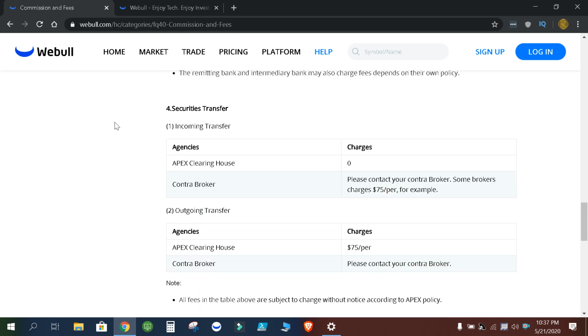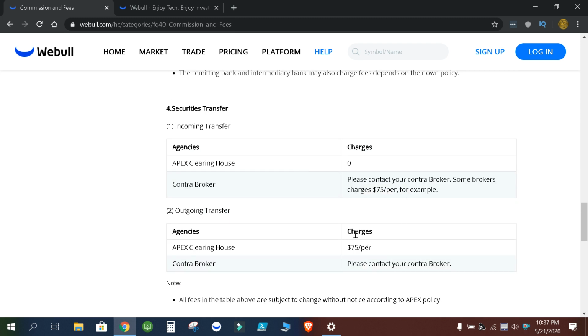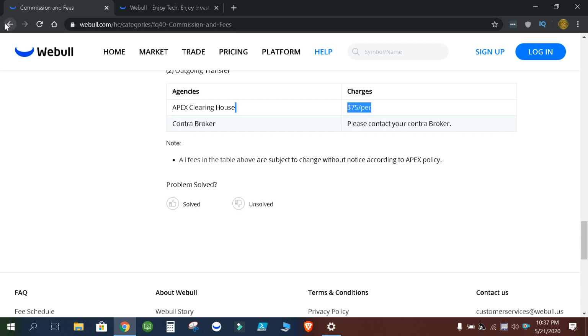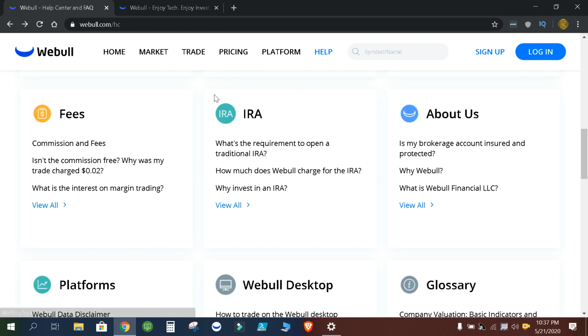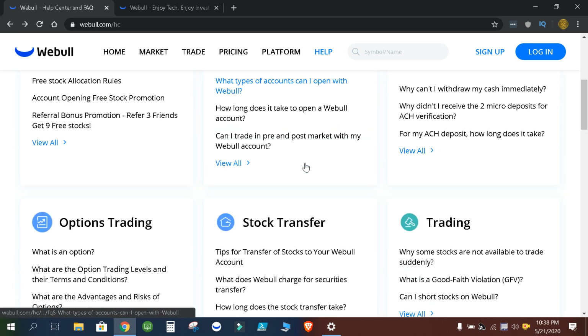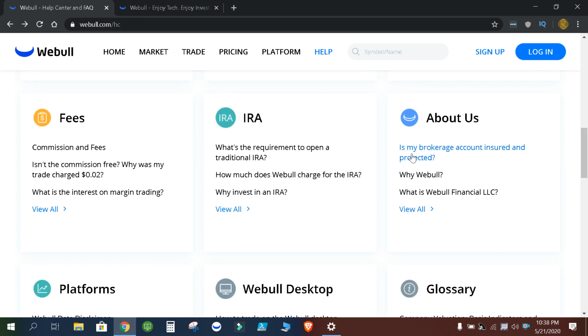Okie, security transfers. All right, so this is one of the gotchas. If you do have stocks in Webull and you want to transfer them out, it's $75. So that is that. Okie dokie. We've already gone over those, those are the fees. So we've hit the account openings, the deposits and withdrawals, we skipped over the options, we've hit the stock transfers, the trading, and we've gone over the fees.